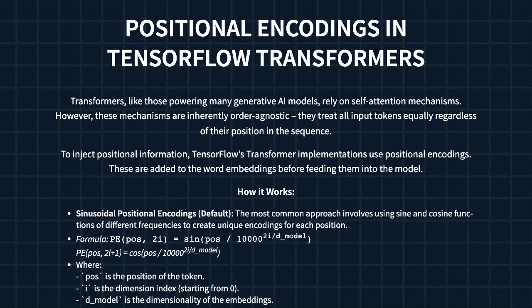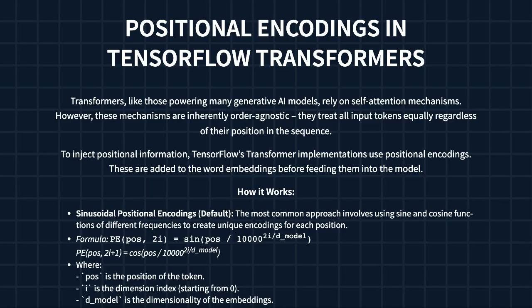Okay, let's talk about how transformers know where words are in a sentence. Because they use attention, they don't naturally understand that dog comes before cat. So, we need to tell them. That's where positional encodings come in.